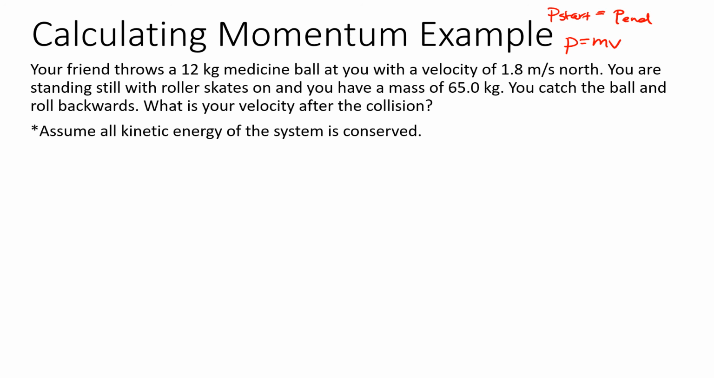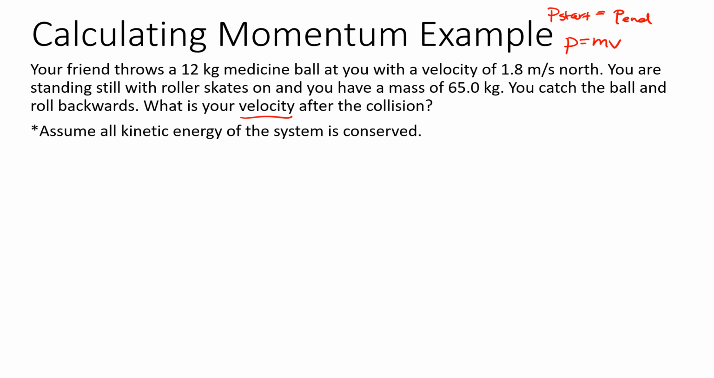So here we have a friend that throws a 12 kilogram medicine ball at you with a velocity of 1.8 meters per second north. You are standing still with roller skates on, and you have a mass of 65 kilograms. You catch the ball and roll backwards. This is asking what is our velocity after the collision.